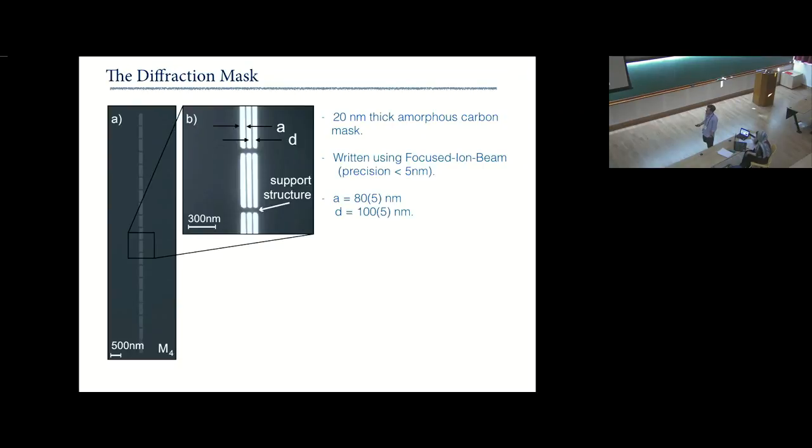So this entire mask is about 20 microns high and about 300 microns wide. We chose to have such a large aspect ratio for this in order that the flux was as large as possible. Because the aspect ratio is so high, we also have to have some support structures transversely to stop the carbon rolling up.